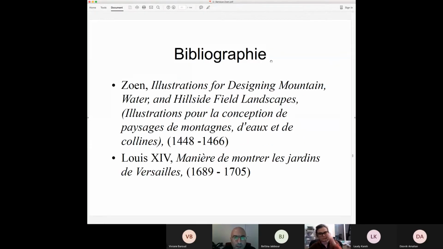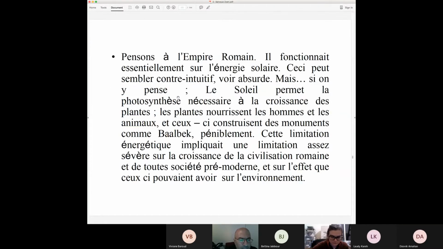In order to do that, we're going to be studying two texts today. The first is by Zoen, and the second is by Louis the XIVth.